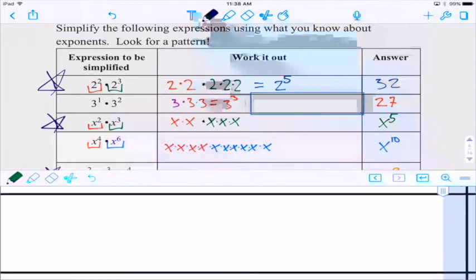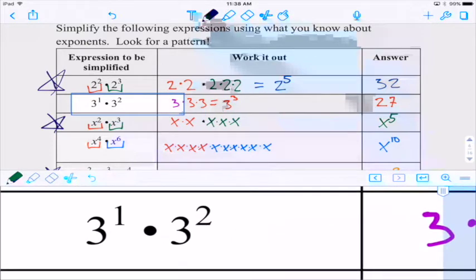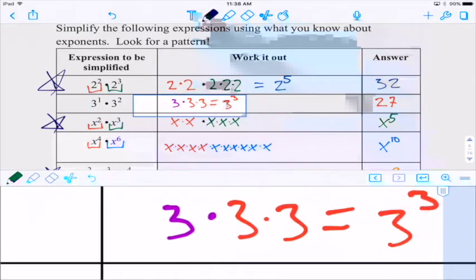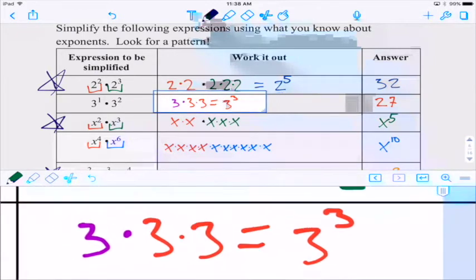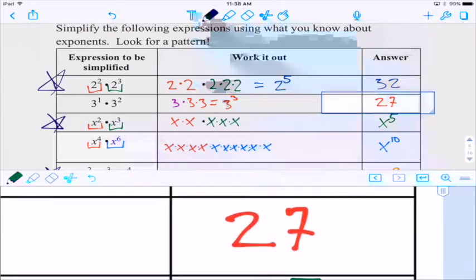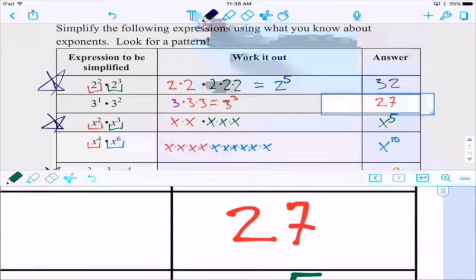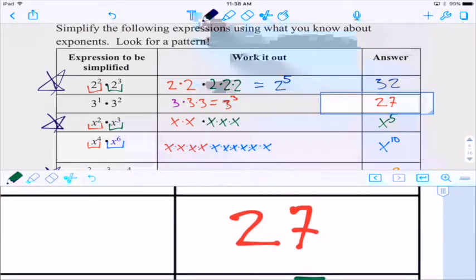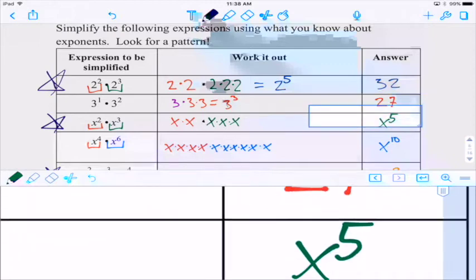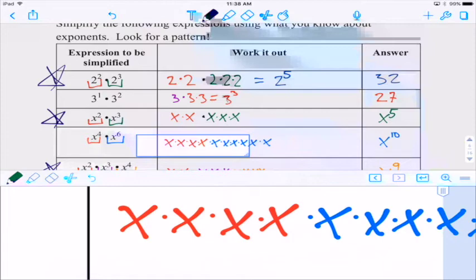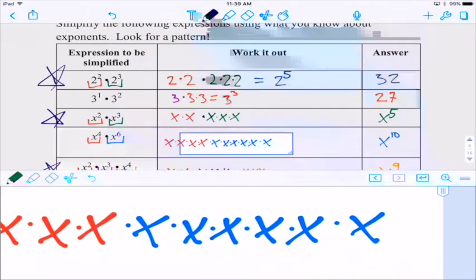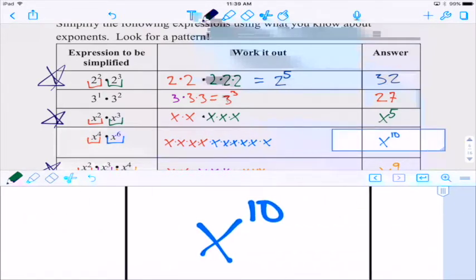All right, I'm back. So let's look at what you did. We had 3 to the 1st and 3 squared. So there's 1 3 and 2 more 3's. That's 3 cubed, which is what we got right here. And then that was 27. 3 times 3 is 9 times another 3. 9 times 3 is 27. That's how I got that. x to the 4th, there's 4 x's in red. There's 6 x's in blue. We multiply them all together. That's x to the 10th.